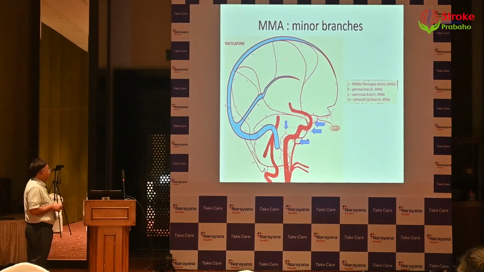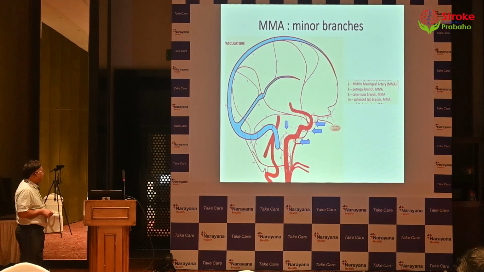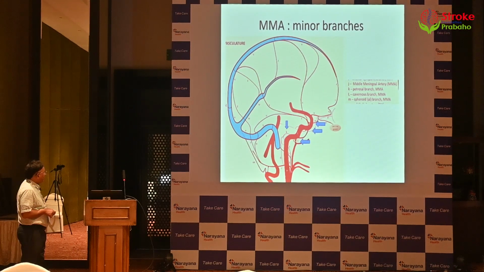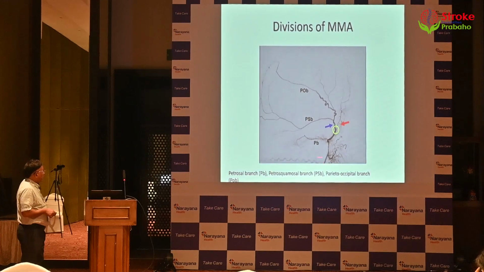There are some minor branches. The minor branches are from the petrous segment. These are the small branches of the middle meningeal artery from the petrous segment. There are some branches from the cavernous segment, and there are some branches from the sphenoid segment. So this is the DSA, and this is the middle meningeal artery. This is the first branch, the petrosal branch. This is the posterior division, this is the anterior division, and the posterior division gives the petrosquamous branch and the parieto-occipital branch.